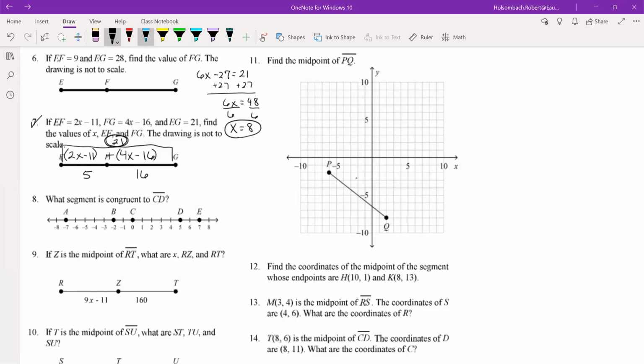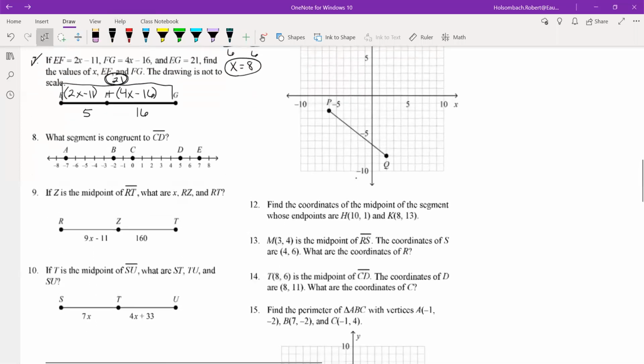And then someone had a question on number 9. Now, just the difference between 7 and 9. On number 9, you're told that z is the midpoint, which means z is in the middle, which means RZ is congruent to ZT, which means that 9x minus 11 equals 160.